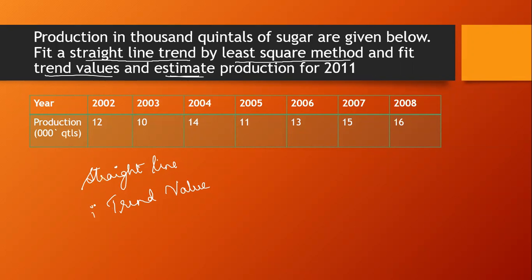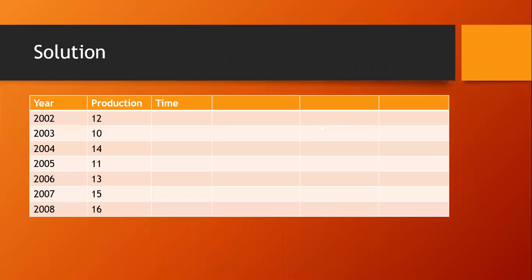You have to find out the trend values for 2002 till 2008, for all of these. And also you have to estimate the production for 2011. The second working note is that you have to make a future prediction: for 2011 you have to find out what the trend value is. They have given us the years 2002, 3, 4, 5, 6, 7, 8 and production in 1000 quintals for each year. I have drawn the table over here.